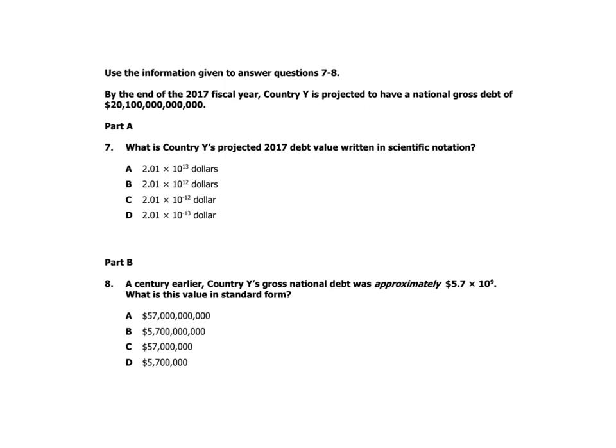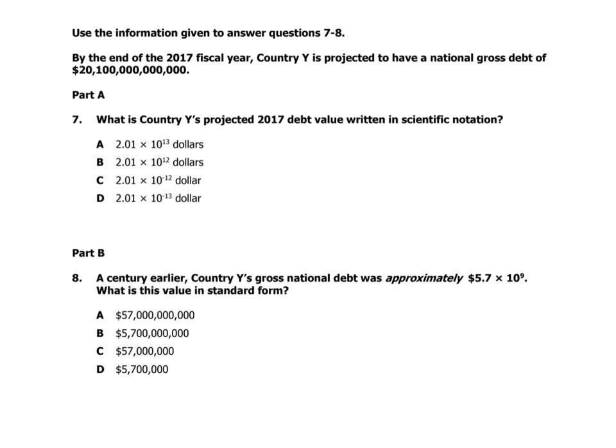Here on 7 and 8, you are going to simply change these to scientific or to standard form. So you have $20,100,000,000,000, and part A says, what is country-wise projected 2017 debt value written in scientific notation? So you're simply going to move the decimal behind the 2. So you should get 2.01 times 10 to the whatever power here. So we got to count up to see how many we moved.